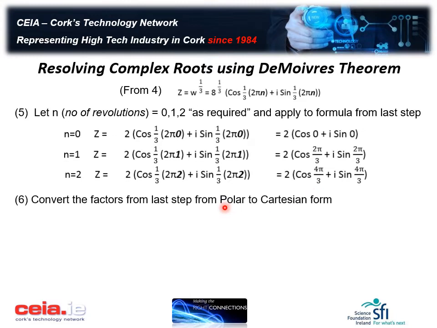One more step. Step 6 then is to convert these roots, which are all in polar form, back to Cartesian form again.